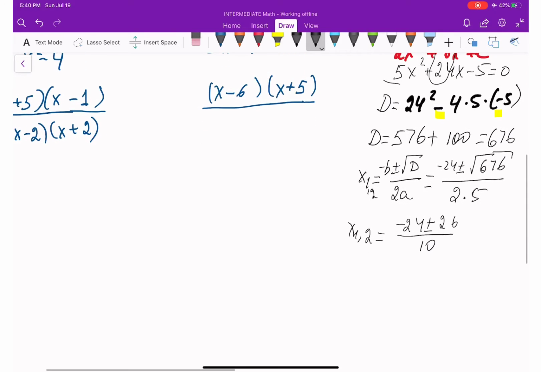All right, from here, excuse me, x1 is equal to negative 24 minus 26 over 10. That will be negative 50 over 10, and it's negative 5.